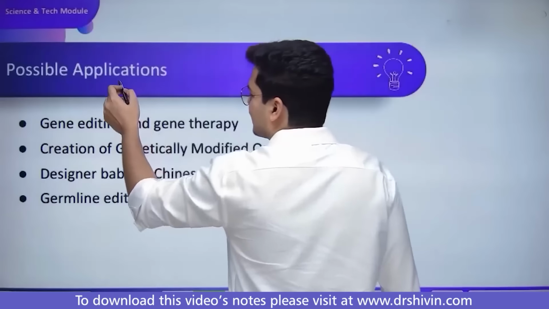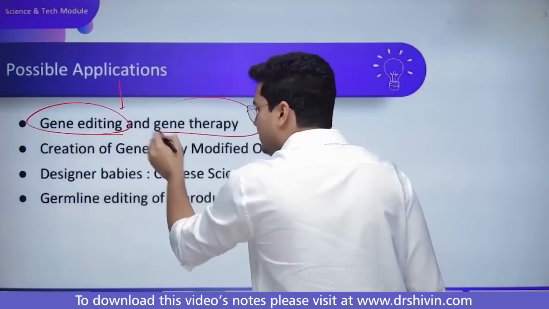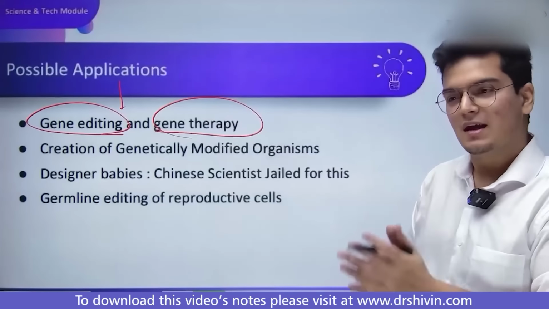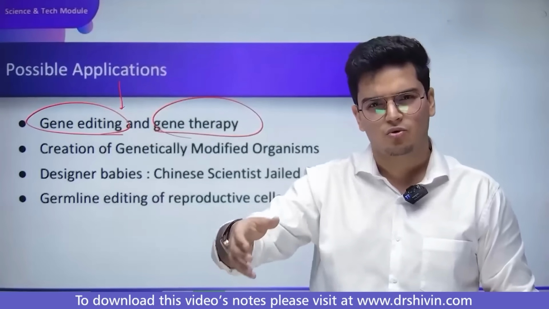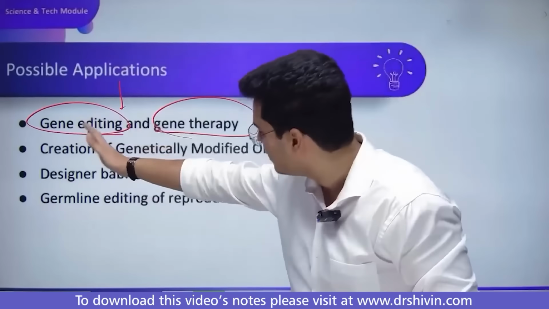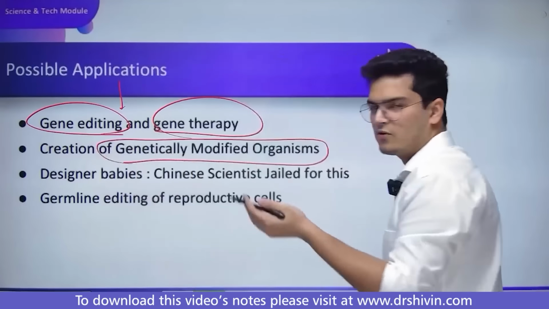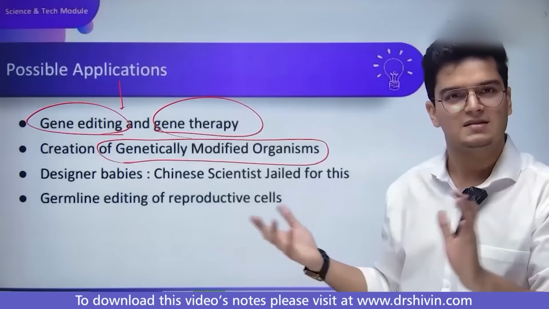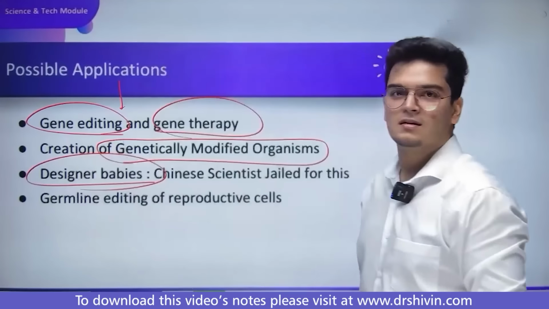Now we have possible applications. Gene editing, of course. Gene therapy also we can do from this, right? Remember what we were doing. In gene therapy also we wanted to insert certain genes. We were using virus. Virus was going, integrating its genome. It was a difficult process. This is a much easier process. So gene editing, gene therapy, creation of genetically modified organisms. Of course, now genetic modification is so easy. I have to just cut. I know where to cut. I know where to paste. Easy job. Now the issue is this: designer babies.